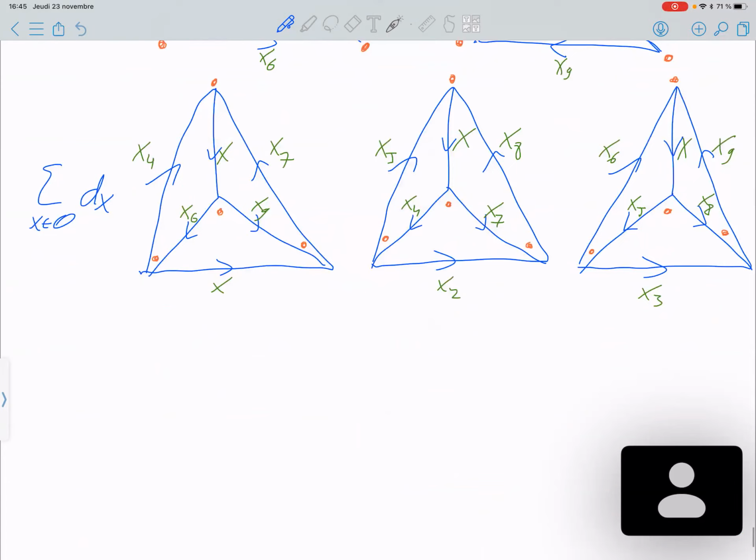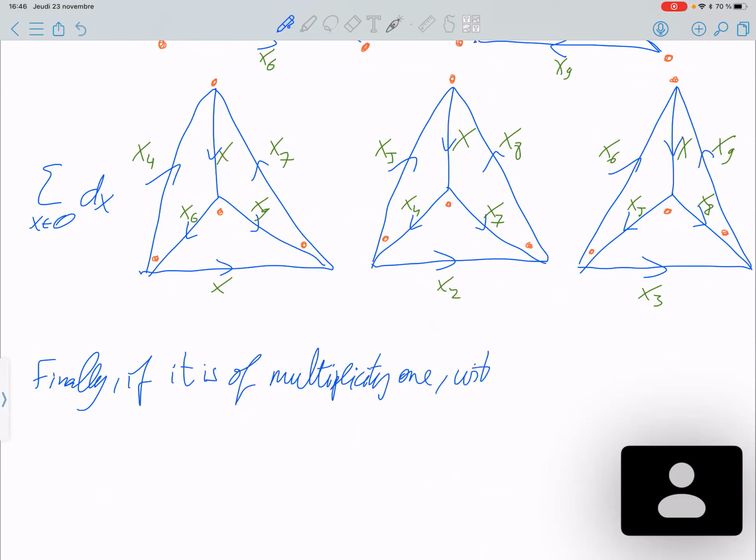Finally, if we have all the possible simplification, so if it is of multiplicity 1, with x star equal x, we have everything. The second and third from initial indicator is trivial for all simple objects.